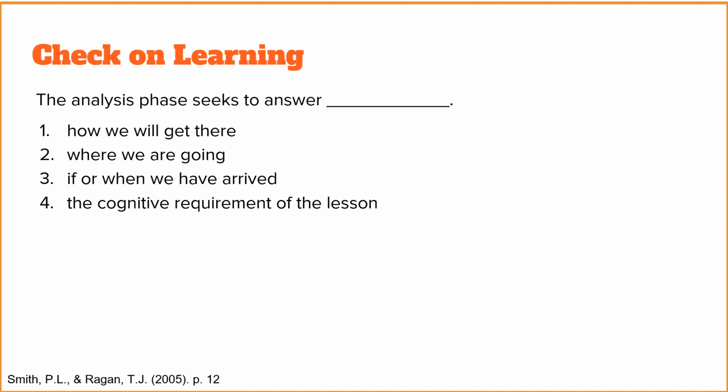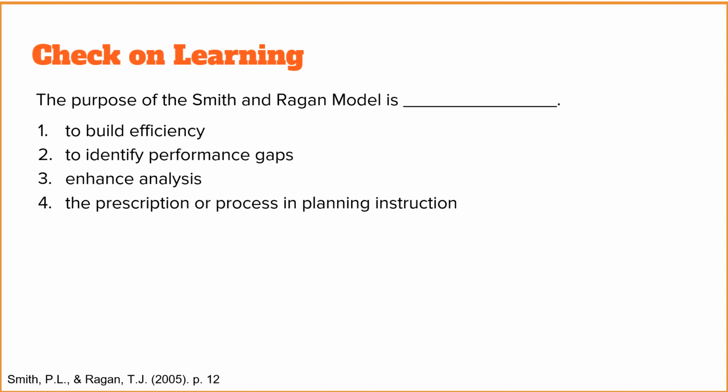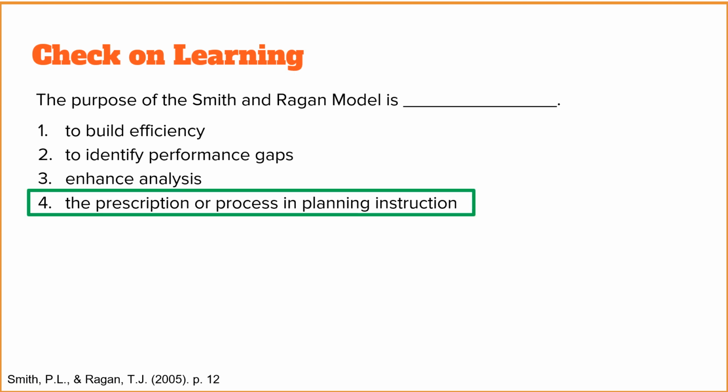The analysis phase seeks to answer: If you answered where we are going, you are correct. The purpose of the Smith and Ragan model is: if you answered the prescription or process and planning instruction, you are correct.